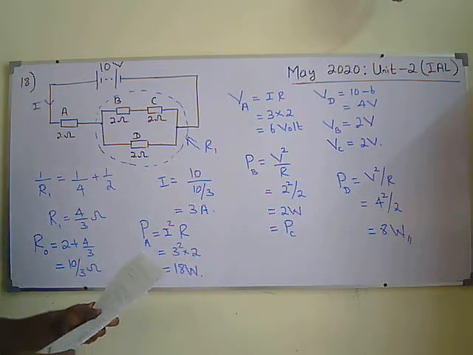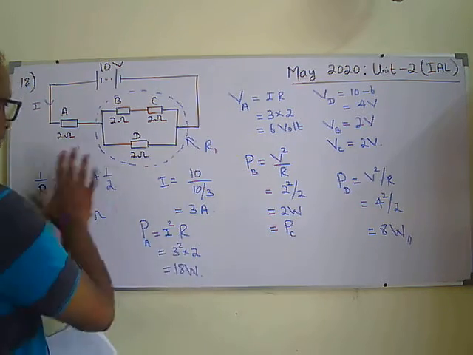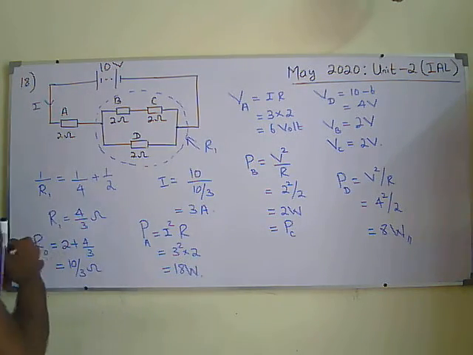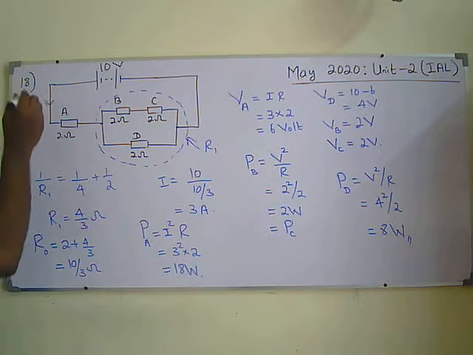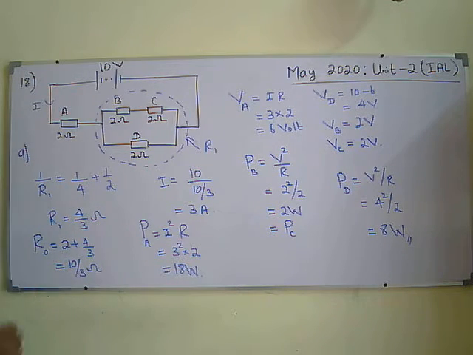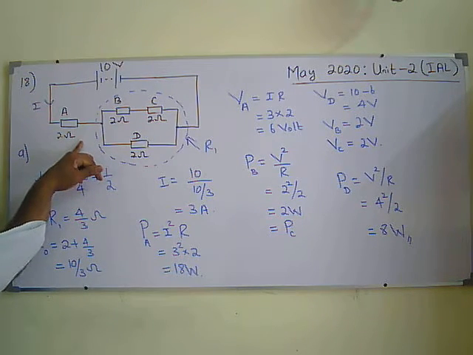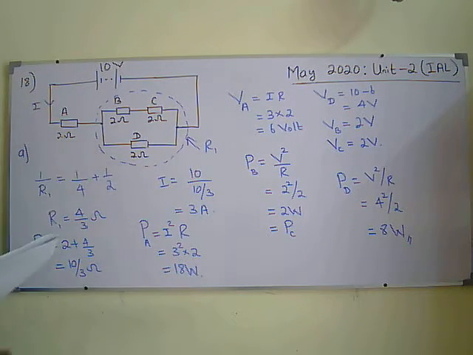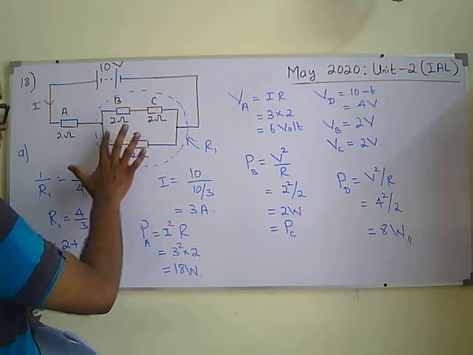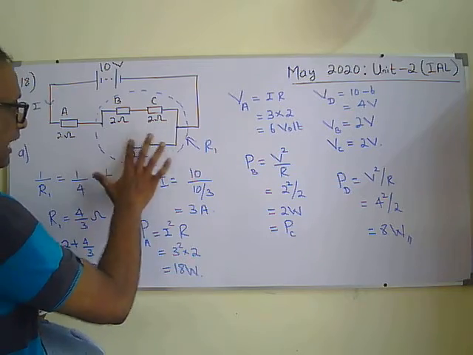Okay, so B part of the same question, they're asking, this is A part, what I did. Question 18, A part, I did this. Now B part, they're asking, explain without further calculation what would happen to the power dissipated by resistor A if resistor D were disconnected from the circuit. Okay, now if I remove this circuit D, what will happen?